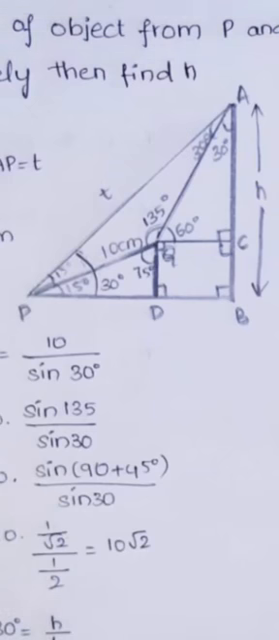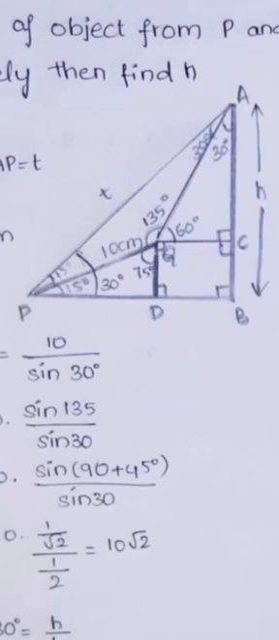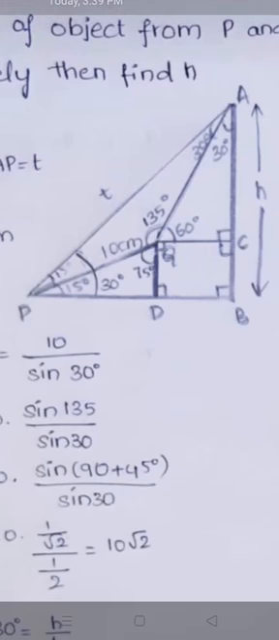For that we have to observe a lot more things here, and one more thing is also given in the problem. The angle of elevation from the point P to A is 30 degrees, and the angle of elevation from the point Q to A is 60 degrees. So first of all, we need to find each and every angle around Q.